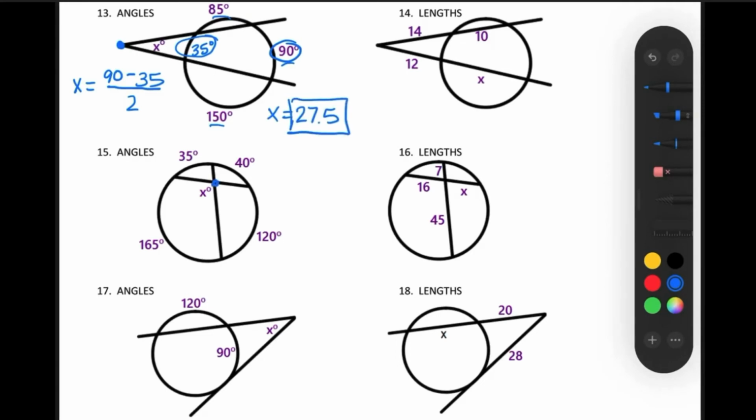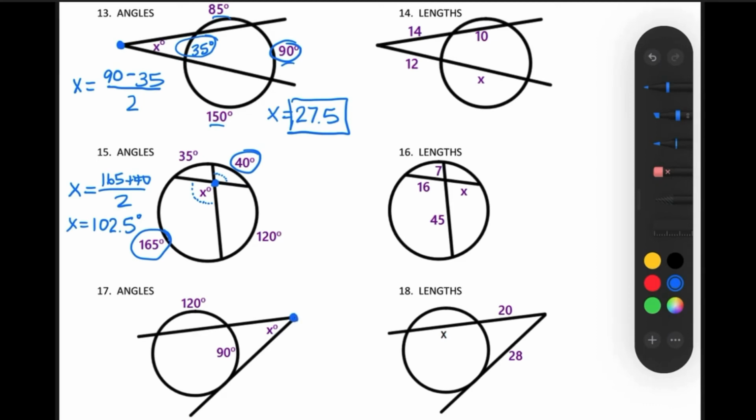Next angle, we've got a vertex inside the circle, and so that angle is equal to the arc plus the arc divided by 2. Since this is the angle that we're looking for, and this angle would be the same as x, it's these two arcs that we would use. Those are sort of the intercepted arcs for those two. Hopefully that makes sense. So we are going to take arc plus arc divided by 2, and that comes out to 102.5.